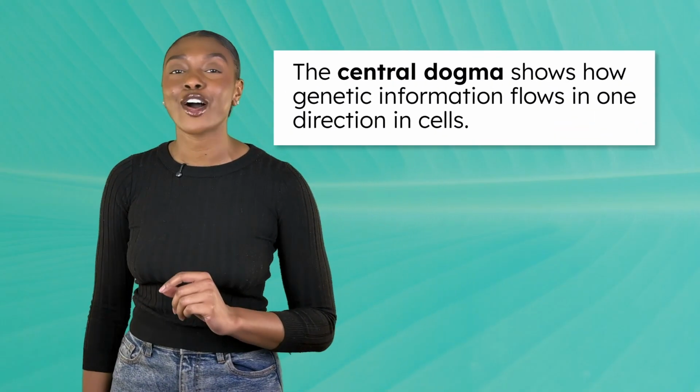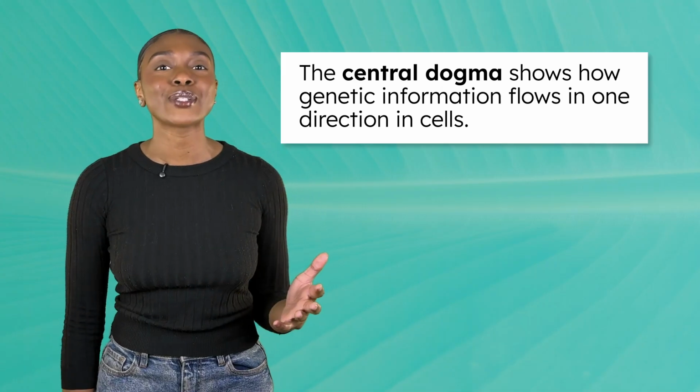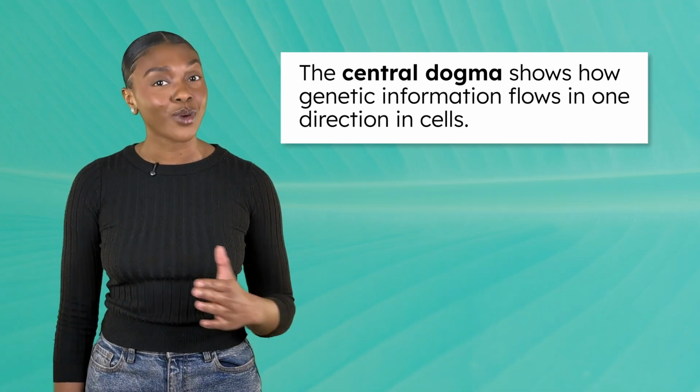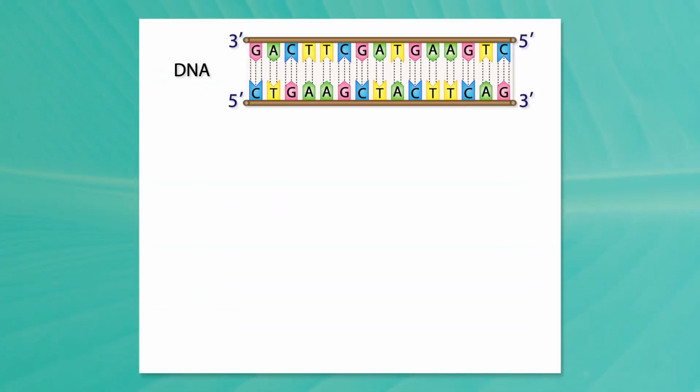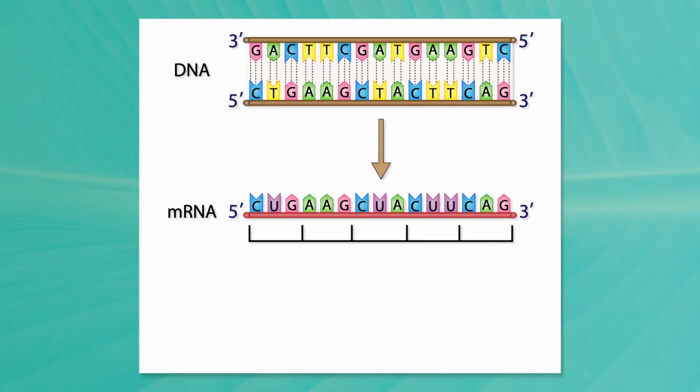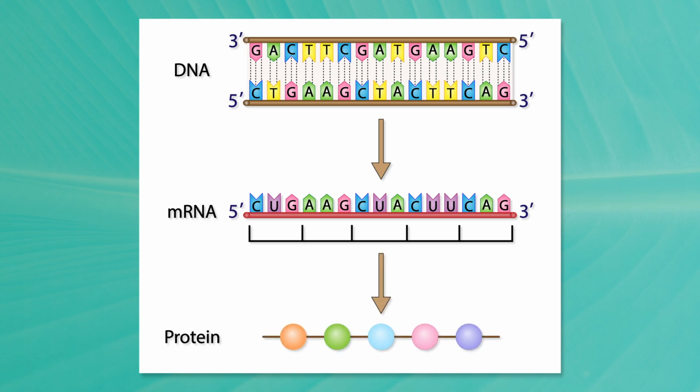This is where the central dogma comes back in, the model that shows how genetic information flows in one direction in cells. DNA stores the instructions, RNA carries a copy of those instructions from the nucleus to the ribosome, and then proteins are built from those instructions.